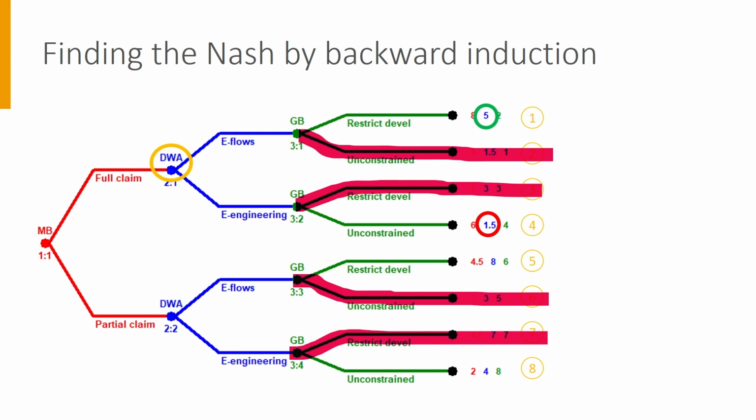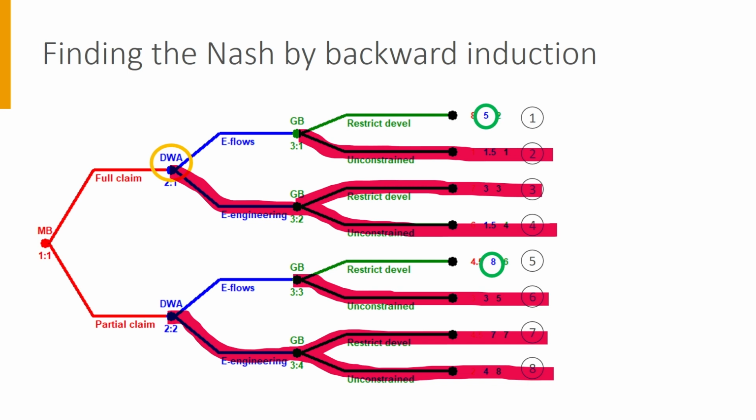Water Affairs. This player in the top branch chooses between outcome 1 with a payoff of 5, which is the blue payoff in the middle, or outcome 4 with a payoff to Water Affairs of 1.5. As a rational player that seeks to maximize its benefits, its payoffs, the Department of Water Affairs will move to outcome 1. We can cross away outcome 4. In a similar way, outcome 5 is preferred over outcome 8 by the Department of Water Affairs.